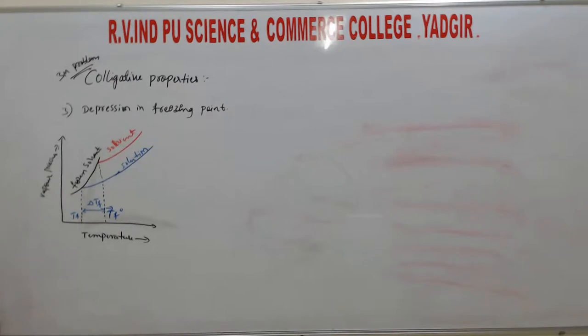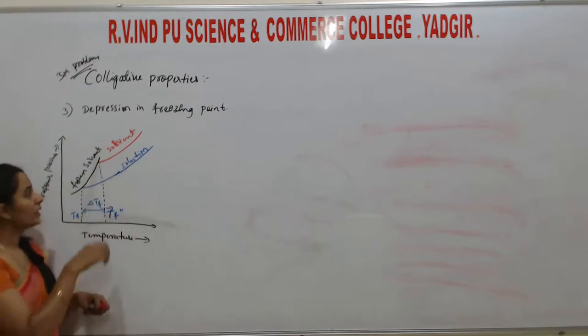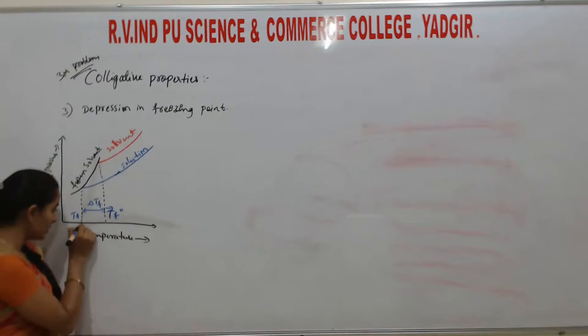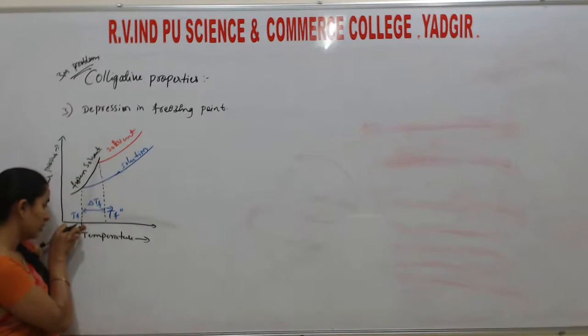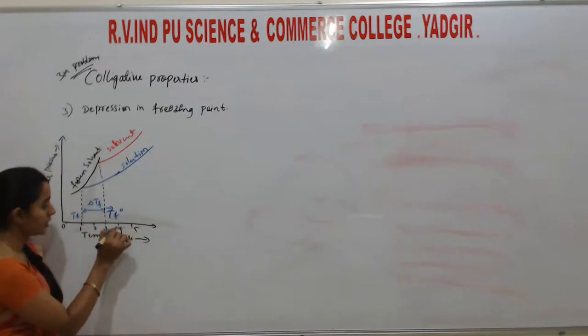So here we are taking the decrease in temperature. For the pure solvent, the freezing point is higher. For the solution, the freezing point is lower. For example, 0 degrees Celsius, and then 1, 2, 3, 4, 5 degrees lower.